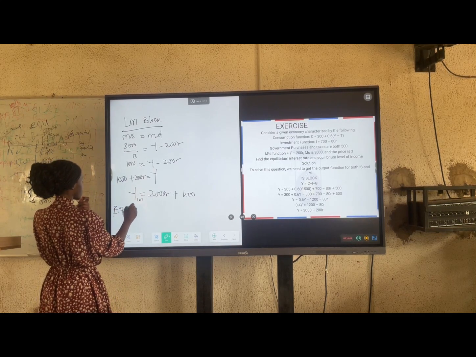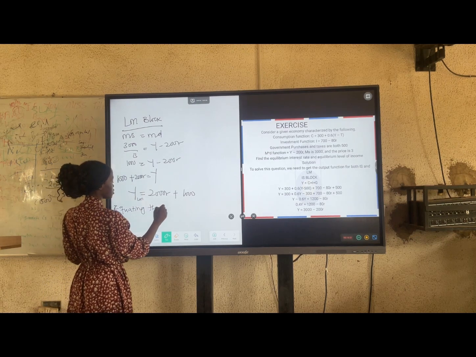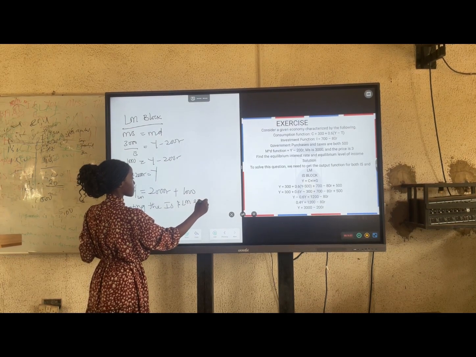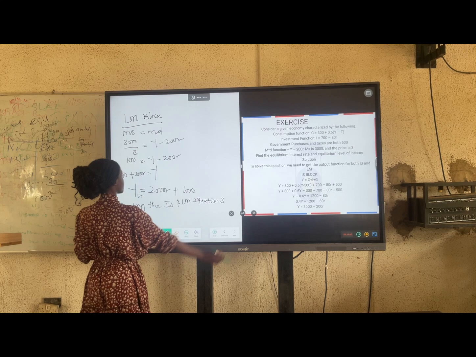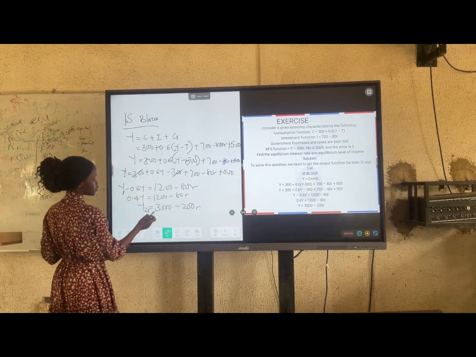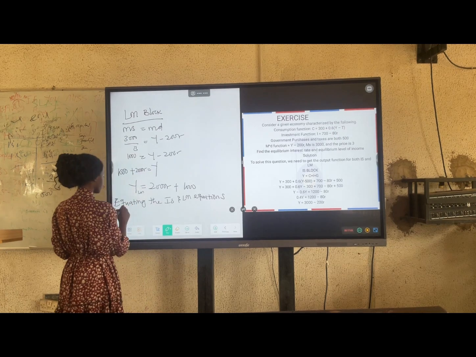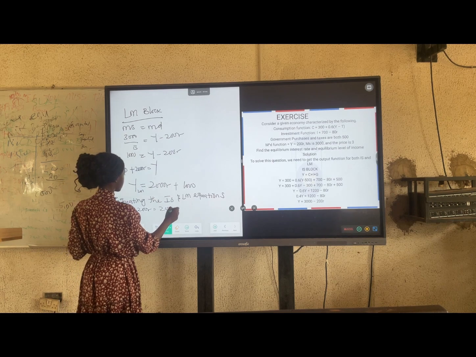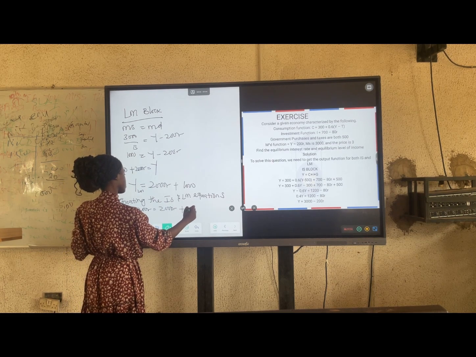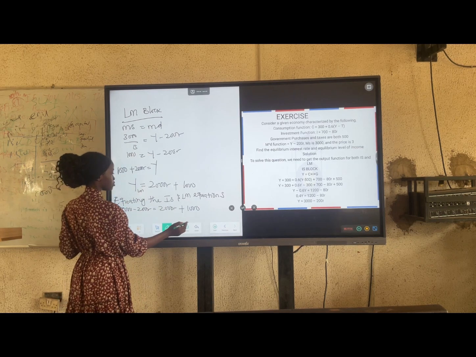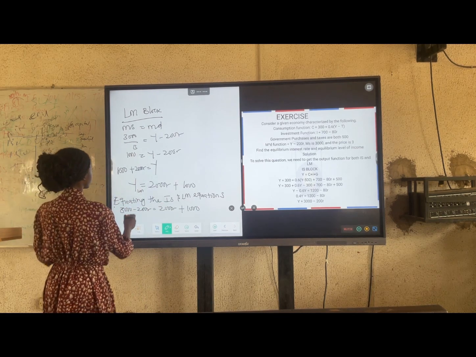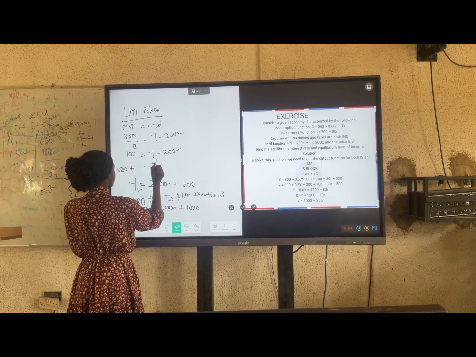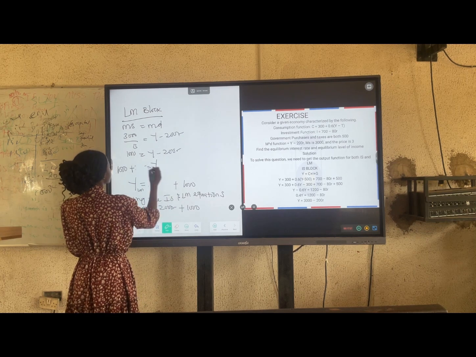So we're going to be creating the IS and LM functions in order to get the equilibrium rate and the equilibrium output in both markets. I think I made a mistake. That's supposed to be 200 r, not 2000. So I'm going to be changing that to 200 r.